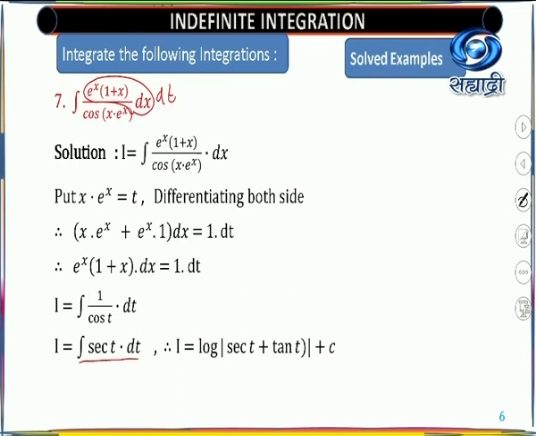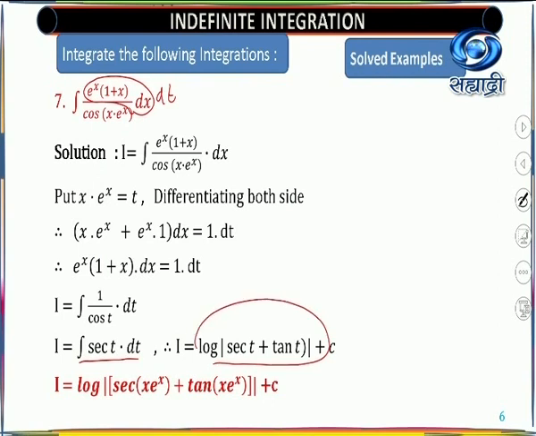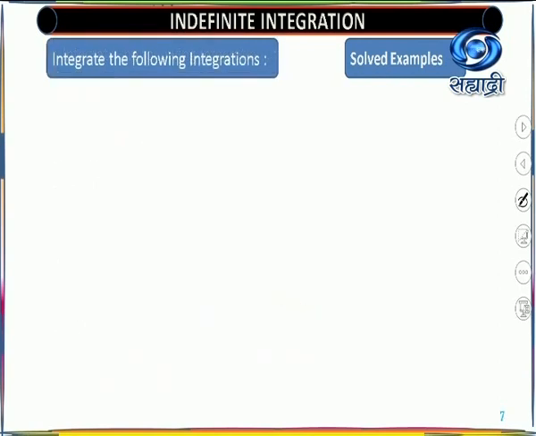In the previous lecture only we saw what is the integral of sec t dt. That is log of mod of sec t plus tan t, plus constant of integration. And now replace the value of t. So by replacing again whatever we substituted, you will get log of mod of sec of x into e raised to x plus tan of x into e raised to x, plus constant of integration. Okay, we have seen these formulas also in the previous lecture. So now next example, that is nothing but integral 1 upon 3x plus 7x raised to minus n dx.